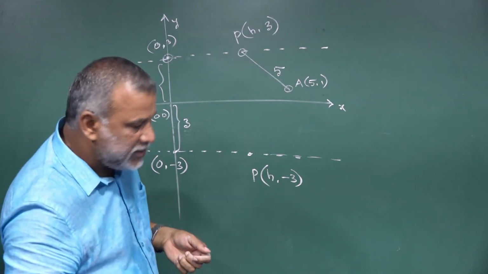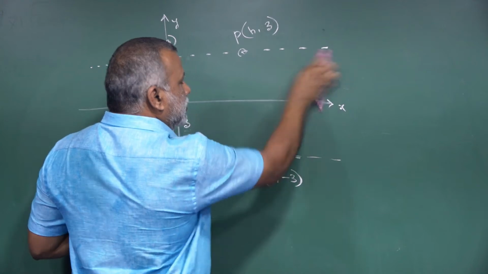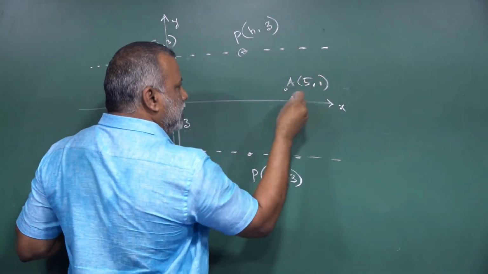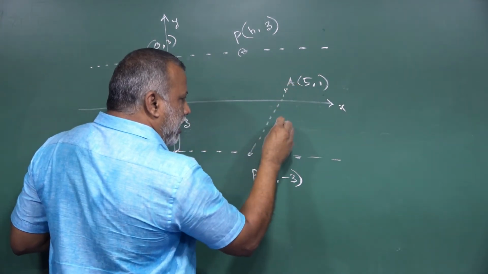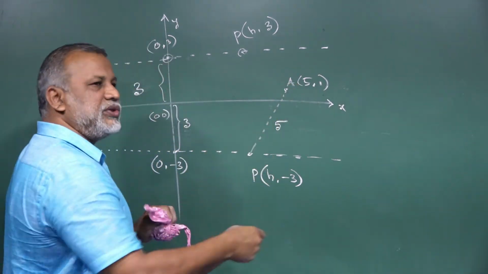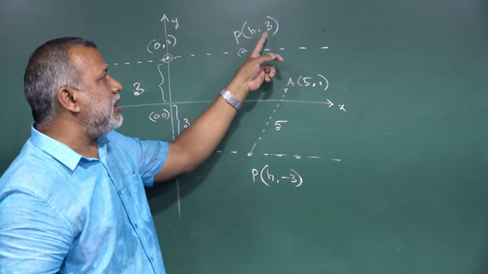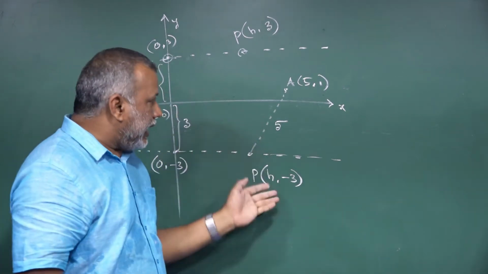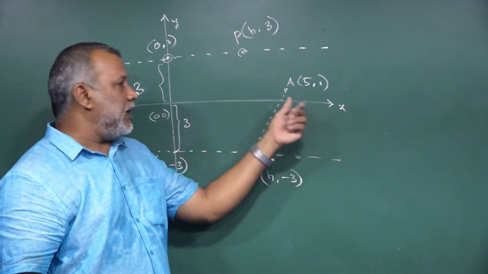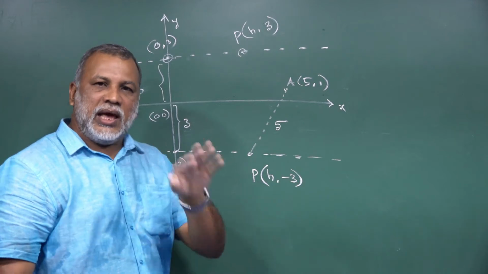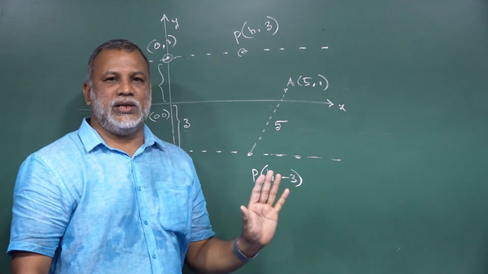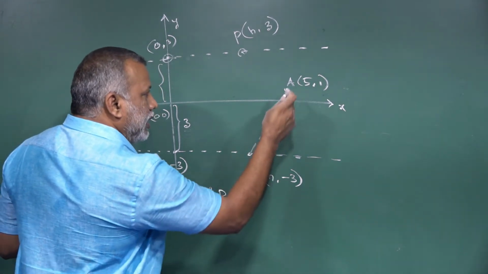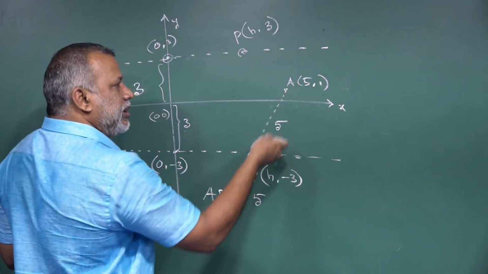Now we are considering this point A, 5 comma 1. The distance between these two is also 5 units. That is the second logic. In the first logic, we took h comma 3 at a distance from 5 comma 1 of 5 units. Here, the same concept: from 5 comma 1 to P, h comma minus 3, that distance is also 5 units. Now we take AP equal to 5.